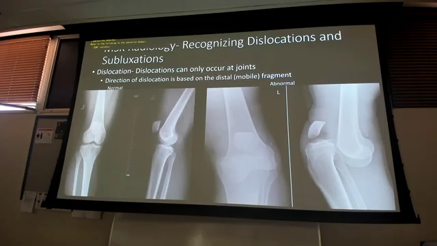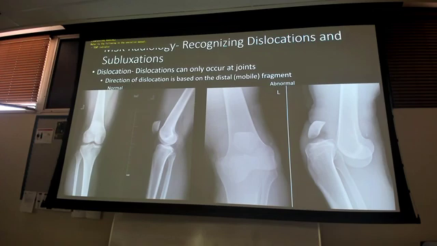That is why for dislocations, for many things, you need two pictures to figure out which way this dislocation goes. You can't do it with just one, because this looks like the femur is in front of the tibia, but it's not. Okay? Now, how do we name this? We name this for the direction based on the distal fragment. So what is the distal fragment of this dislocation? The tibia and the fibula, right? So this is an anterior knee dislocation.